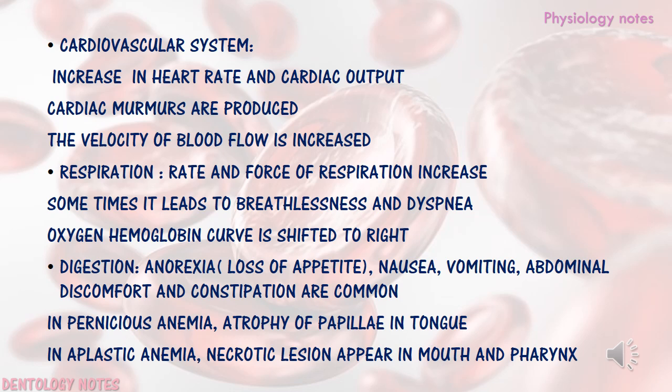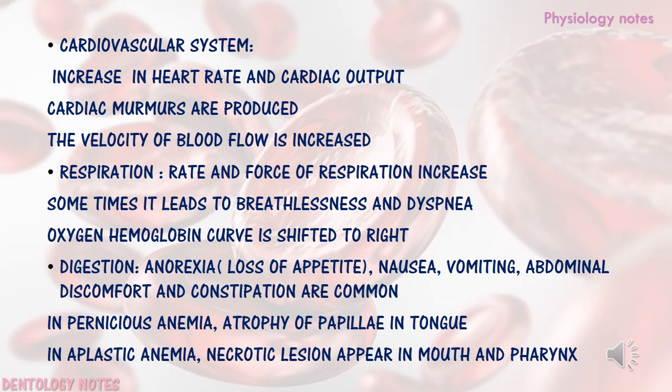Cardiovascular system: increase in heart rate and cardiac output. Cardiac murmurs are produced. The velocity of blood flow is increased. Respiration: rate and force of respiration increase. Sometimes it leads to breathlessness and dyspnea. Oxygen hemoglobin curve is shifted to right.